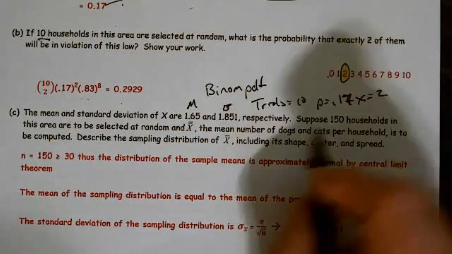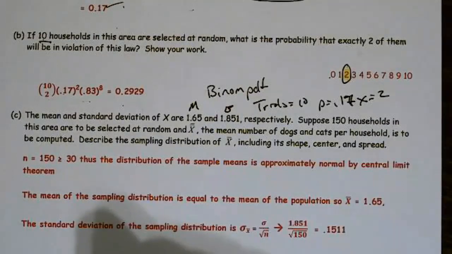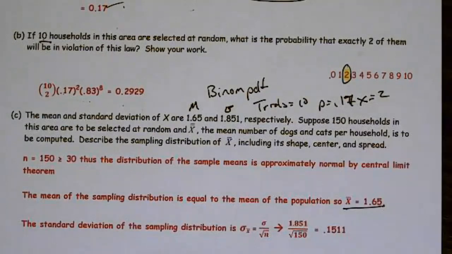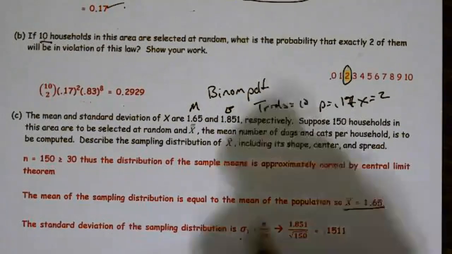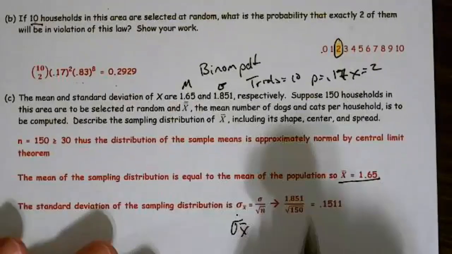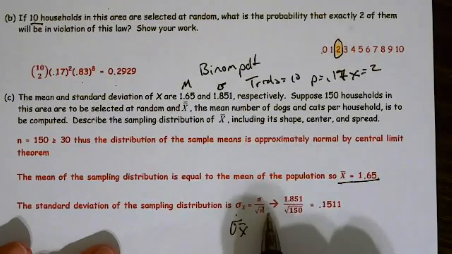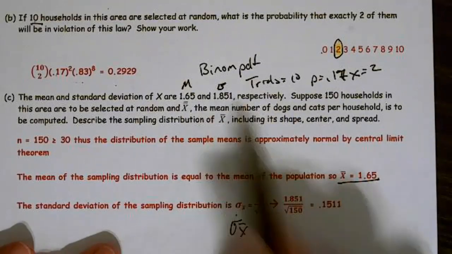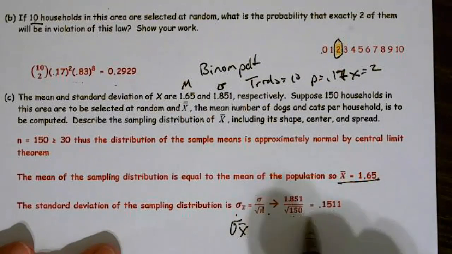Well, the mean is easy. The mean is the mean is the mean. So the mean of X bar is 1.65. We don't have to do anything with that. Also, standard deviation is pretty simple. We're talking about the standard deviation of X bar. Regardless of the sample size, it follows this formula. So the standard deviation is going to be 1.85 divided by the square root of 150.